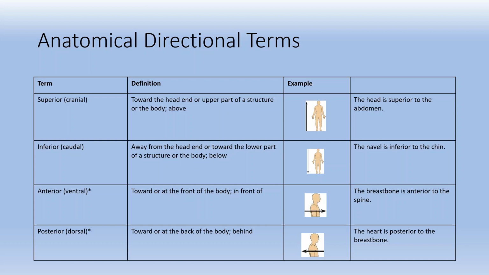The first term is superior. Another term that means the same thing is cranial. The term superior means towards the head or away from the feet. An example of where you can use this term: the head is superior to the abdomen. If you are struggling to figure out where to put this term, what structures to use with it, simply replace the term with its definition. So when you say the head is superior to the abdomen, it's the same as saying the head is further away from the feet than the abdomen.